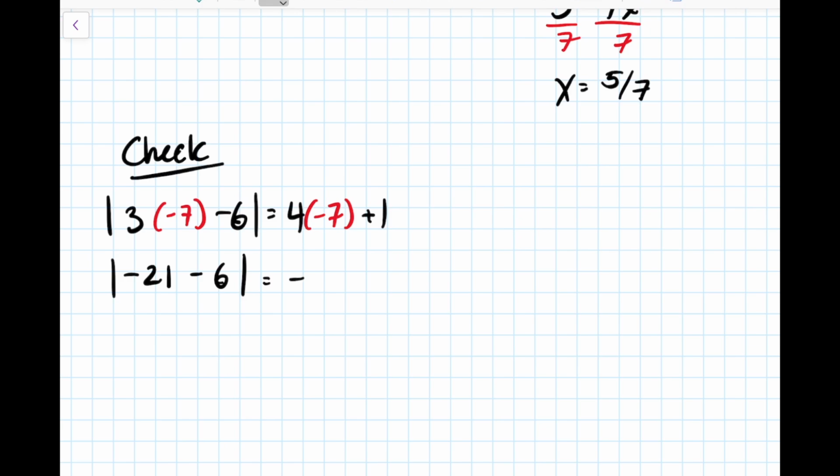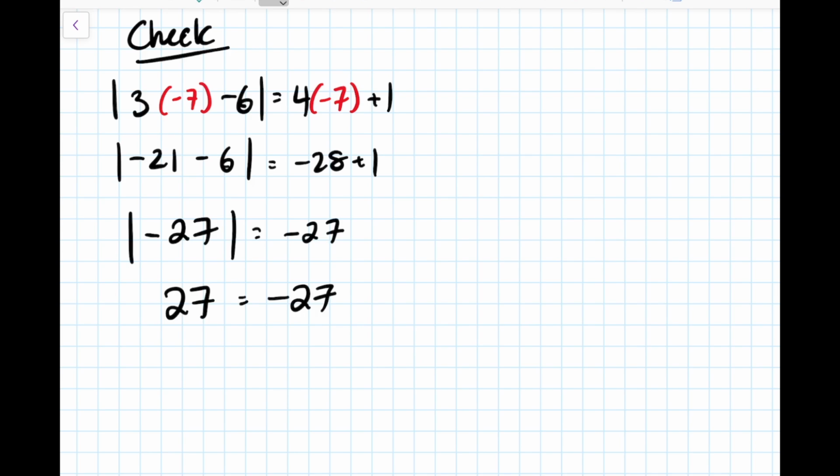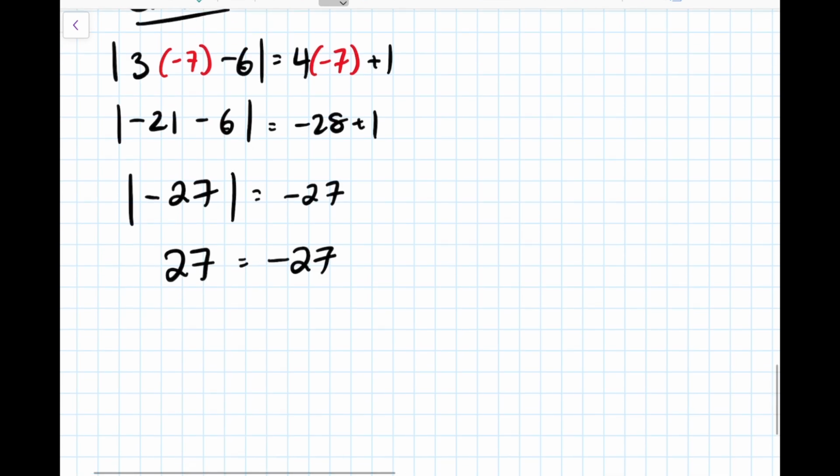4 times -7 is -28. So that gets me the absolute value of -27 on the left equals -27 on the right. But this is a bit of an issue because the absolute value of -27 is +27. And so what we're left with here is +27 equals -27, which we know it doesn't. So if you think back to chapters 5 and 6, you should get a sense of what's coming here.